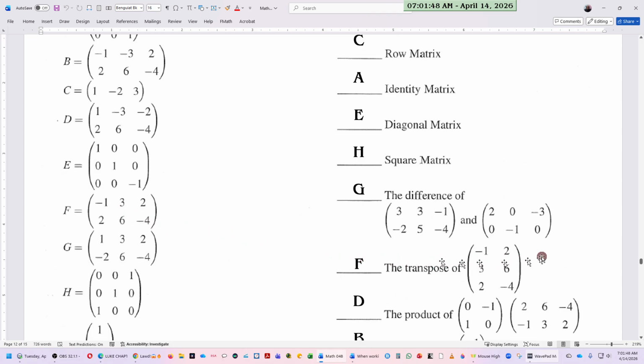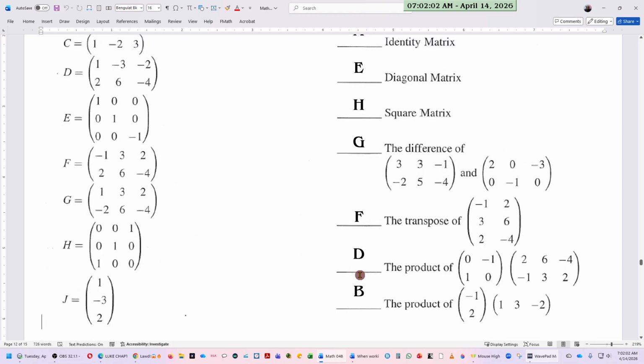And 2, 6, and -4 in the row position as well. So this column matches this row, and this column matches this row. So that's why this is F. So we get the product.